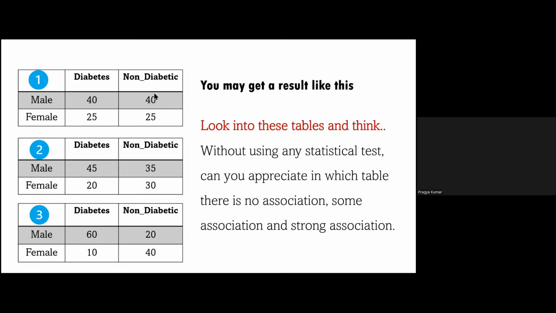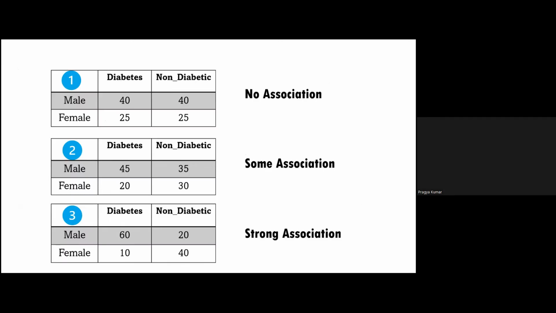If you see this, first, it seems that there is no association. Second, there can be some possibility. And third, it seems that there is a definite possibility. So in the first case, no association, some, and then there is a strong association.